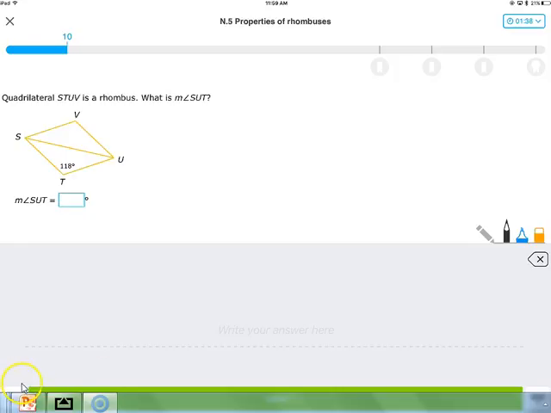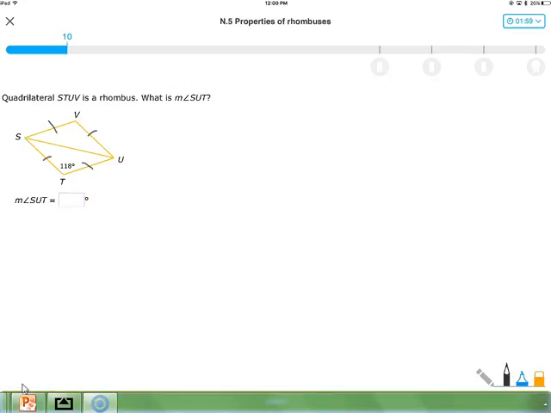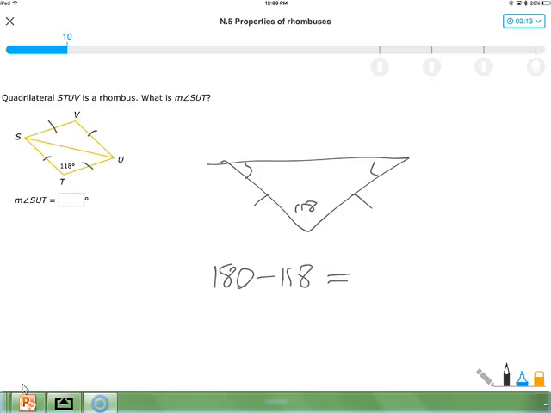All right, let's do another problem. Okay, so this one, we want to find what is SUT. Well, I know that all four sides of this shape are congruent, so that means this triangle right here is isosceles. So I've got an isosceles triangle with a 118 degree angle, which means the base angles are congruent. So I would take 180 minus 118 and get a remainder of 62. And then I divide that by 2 to find out that each one of those angles was 31. They add up to 62 and are equal. Okay.